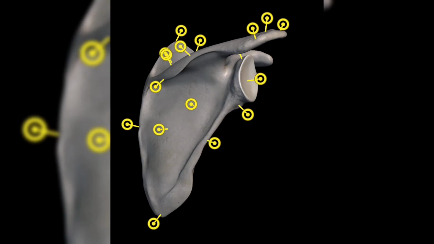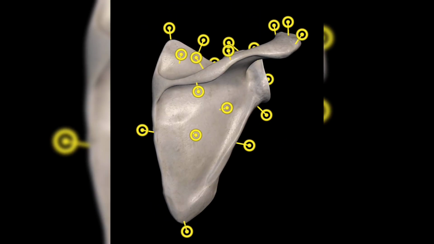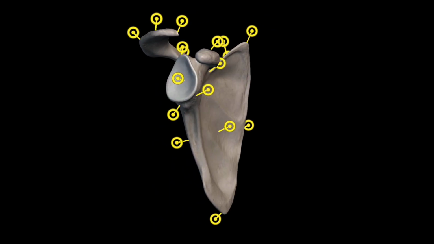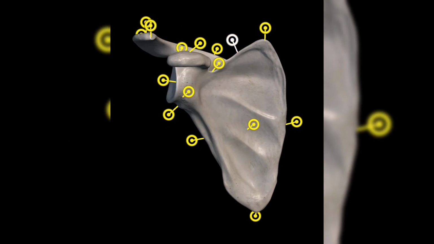The dorsal surface gives attachment to the spine of the scapula, which divides the surface into smaller supraspinous fossa and larger infraspinous fossa. The 2 fossae are connected by the spinoglenoid notch. The superior border is shortest near the root of the coracoid process. It presents the suprascapular notch.